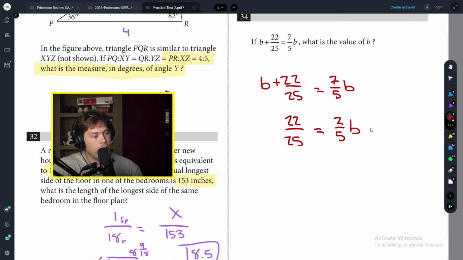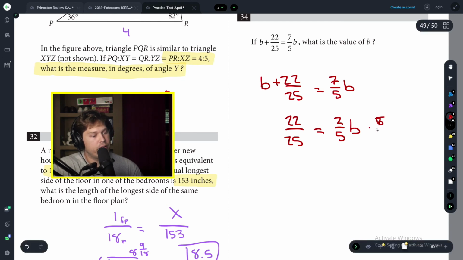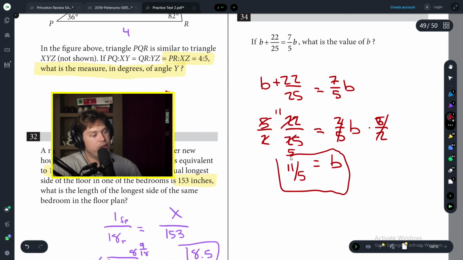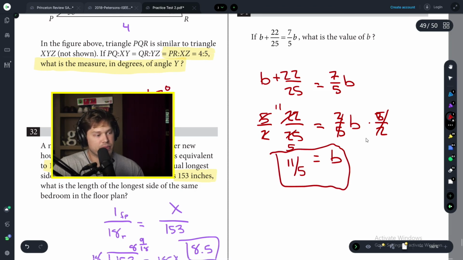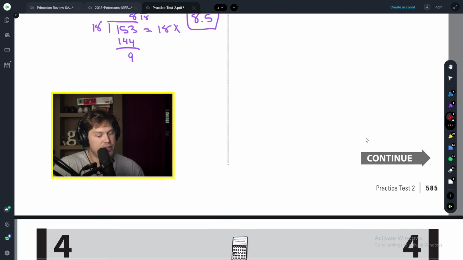And then we can multiply both sides by 5/2. And when we multiply both sides by 5/2, we're left with b equals, don't forget to simplify, b equals 11/5. So 11/5 is your answer here. Excellent.